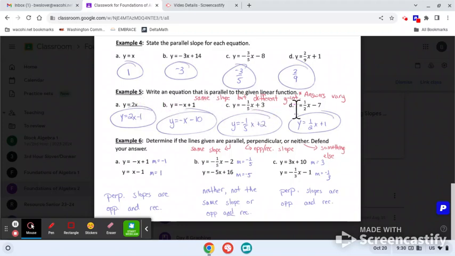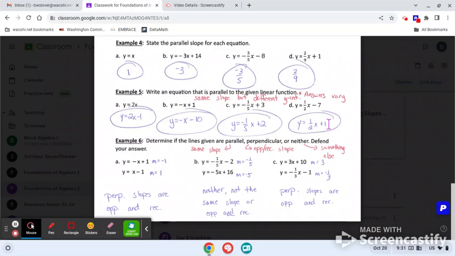So letter D, y equals 1/2 x minus 7. My slope has to be 1/2. So y equals 1/2 x. And then as long as my y-intercept is not -7, it doesn't matter. I'll have a correct answer.